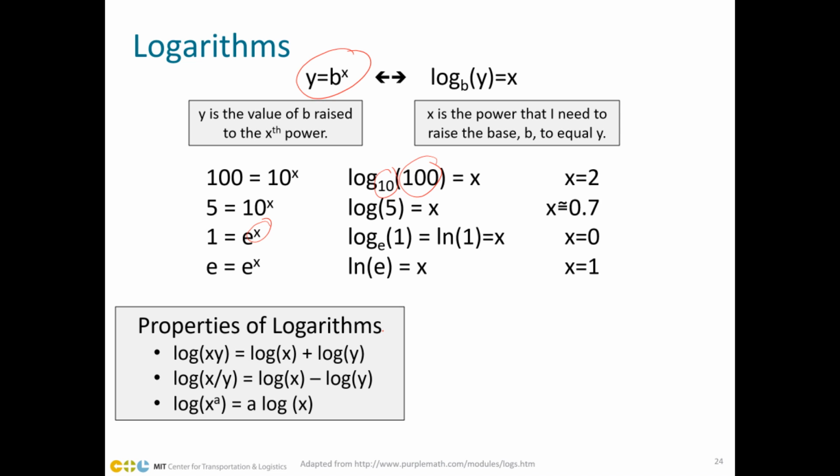Very powerful. Similarly, the log of a number divided by another number is equal to the log of the first minus the log of the second, right? Log of x divided by y is equal to log x minus log y. In other words, it turns the division into subtraction. And third, kind of makes sense here, is that the log of a number raised to another number, log of x to the 8th power, is equal to a times the log of x.